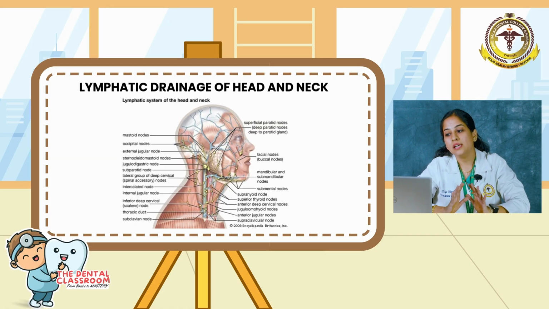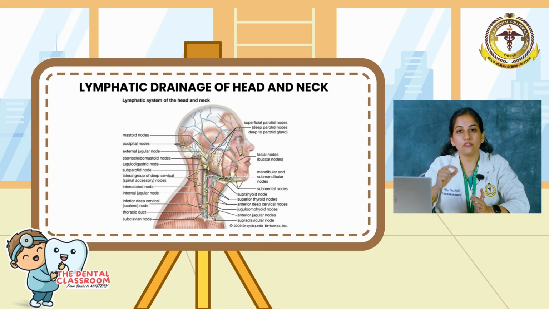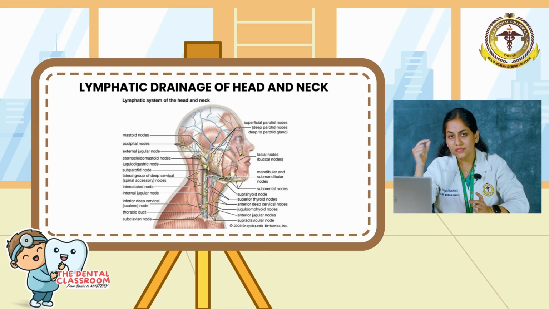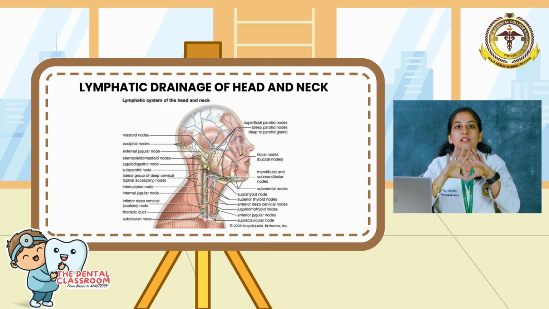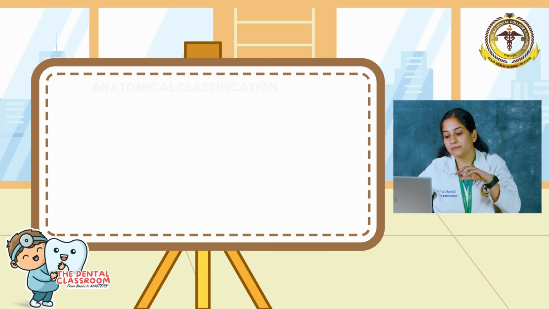Now we will move on to the lymphatic drainage of the head and neck. As we all know, the head and neck is a very important structure in the whole body. It has numerous vessels, arteries, veins and lymphatic vessels. Each and every organ, if there is a disease, gets drained into a particular lymph node. So we have to have a schematic representation of the lymphatic drainage of the head and neck.